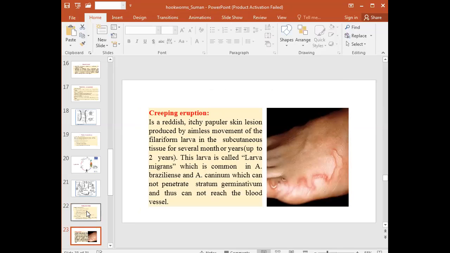You will feel some sensation that something is moving, and they are moving in subcutaneous tissues for several months or years. That is why it is called larva migrans, which is common in Ancylostoma braziliensis and Ancylostoma caninum. They cannot penetrate the stratum and cannot reach the blood vessels, but they are staying there. So this particular reaction is known as cutaneous reaction.